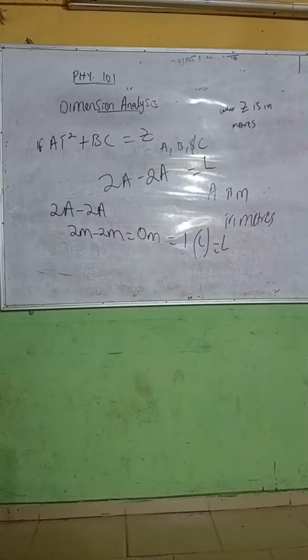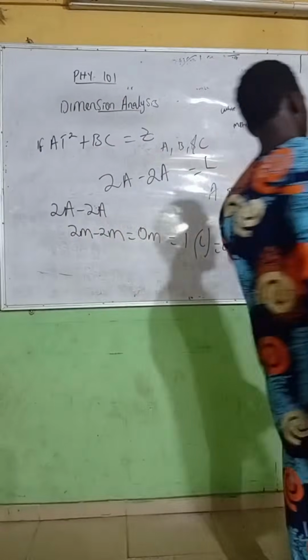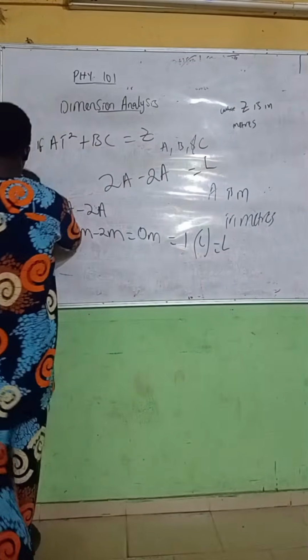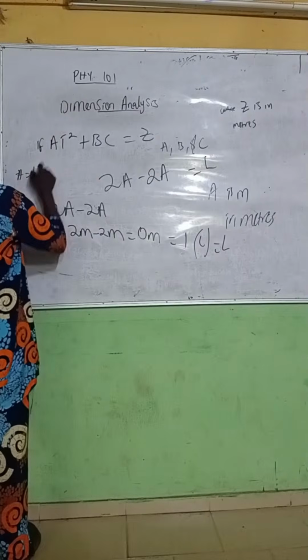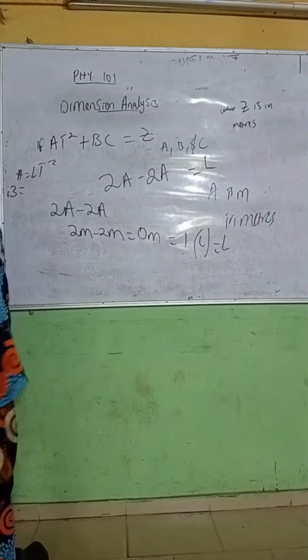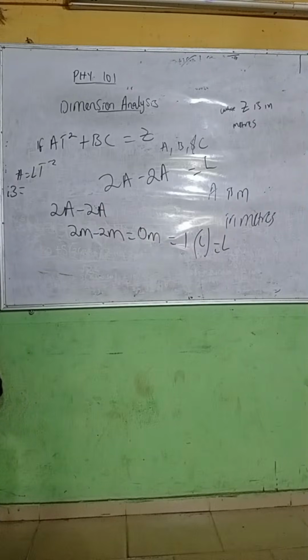Are we done? What was the answer? A should be LT. A is what? LT minus 2. What of B? B is what? You cannot find it. You don't know what C is.